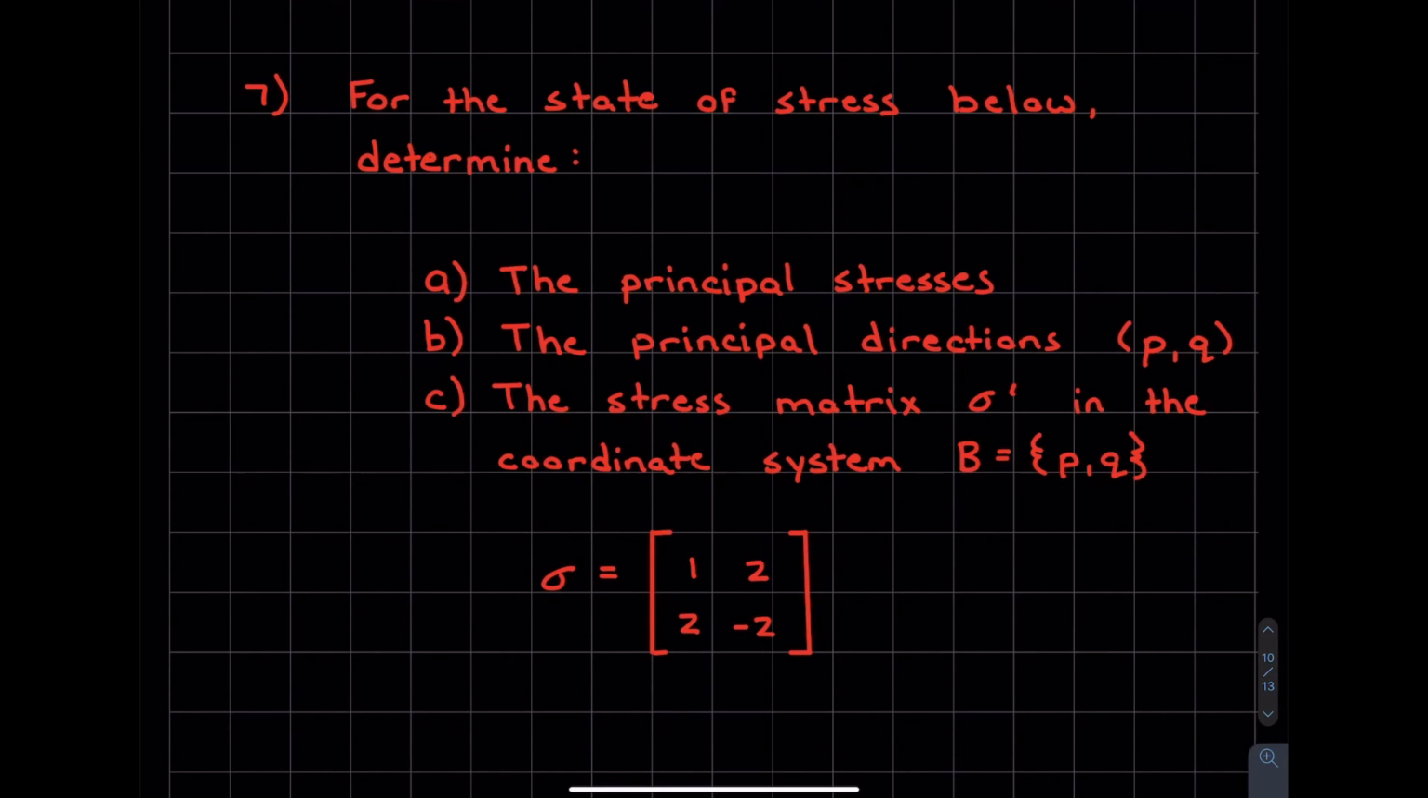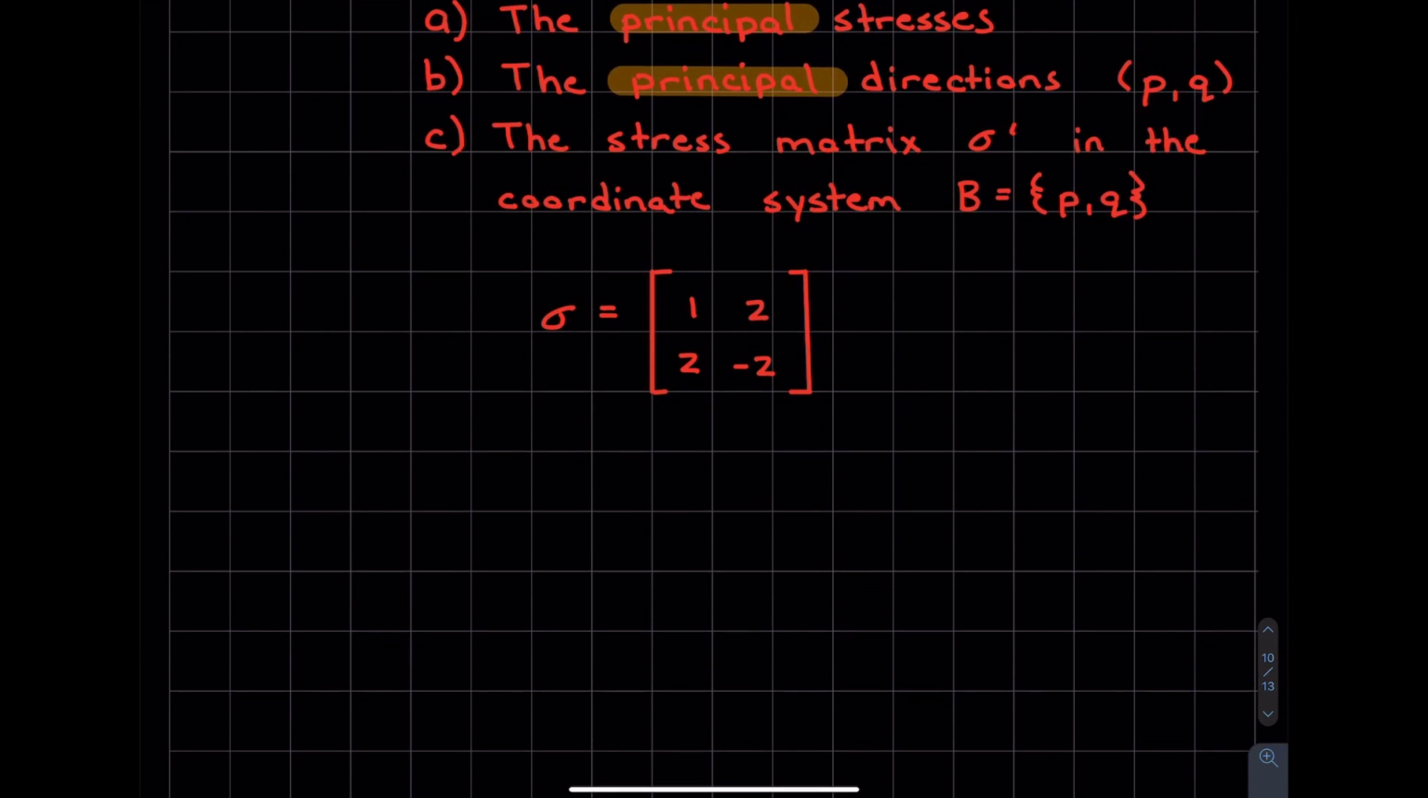So I'm going to highlight real quick, principal. Because just like in strains, if you ever see the word principal, it should always be dinging in your head: eigenvalues, eigenvectors. It's the same for stresses. So if it wants the principal stresses, that means I'm going to have to find the eigenvalues of this matrix. So I'm just going to write eigenvalues. That's the key to this question.